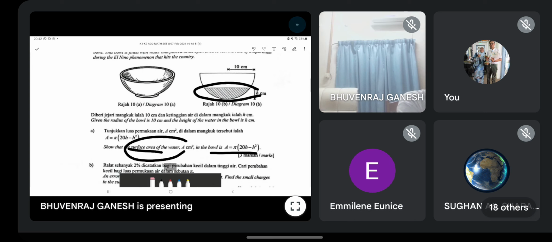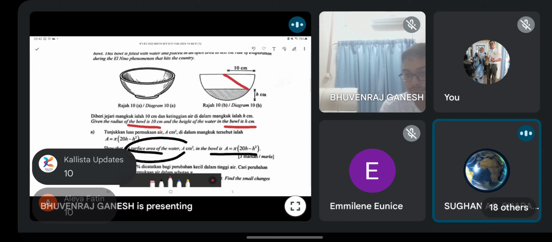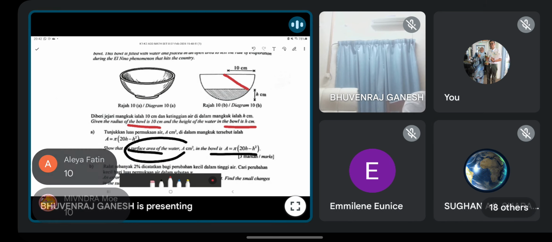Okay, so now we must edit the diagram. Kita kena edit wajah kita. So now they tell you that the radius is 10, height is h. Okay guys, so can I ask you, this red label over here, what is the length? Can you all tell me? The red color, yang merah, how much is it? Maybe 10. Yes, of course 10, because it's the radius. Okay, dia adalah jejari. So no matter what, dia akan sama.